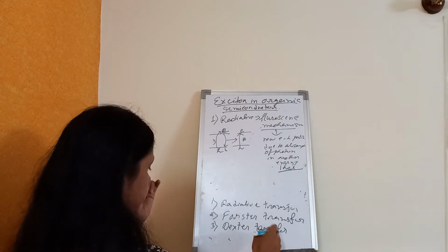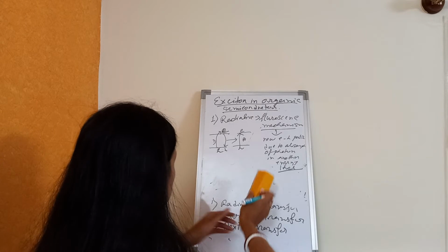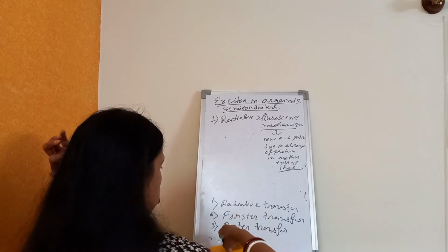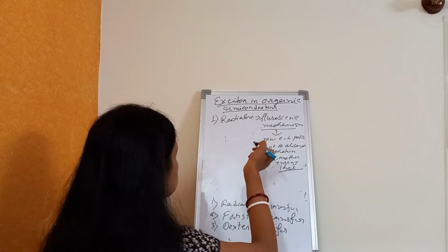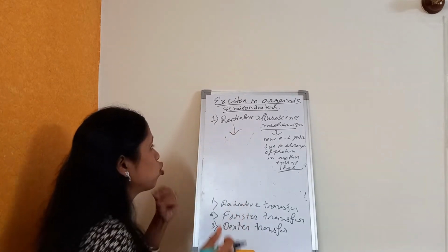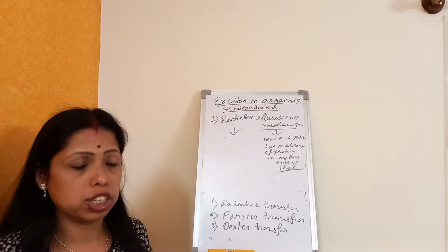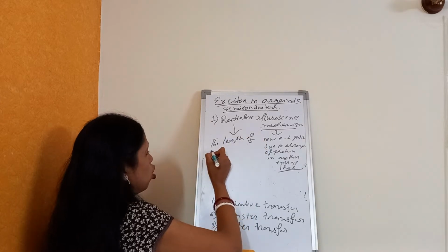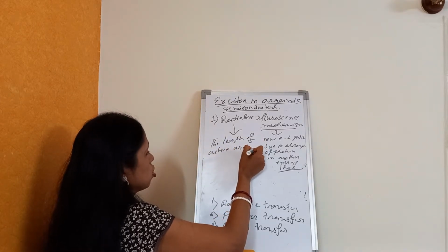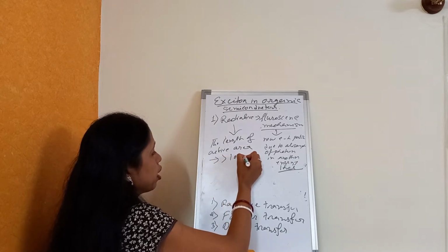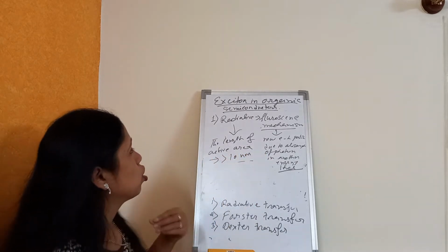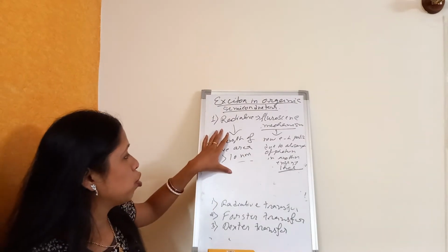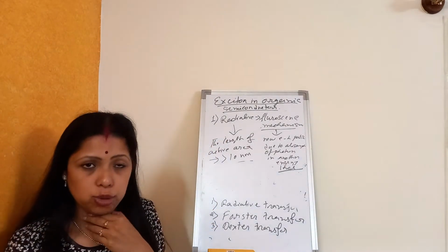Now what will happen in the case of the radiative transfer process? What will be the active area length? The length of the active area should be greater than 10 nanometers. In this case, the radiative transfer process plays a crucial role, when the length of the active area is greater than 10 nanometers.